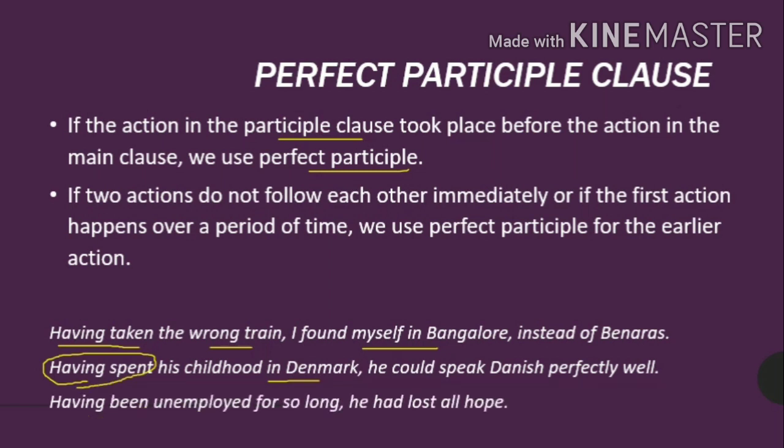Having been unemployed for so long, he had lost all hope. This again is an action happening for a longer period of time. Having been unemployed for so long is a participle phrase or a reduced participle clause with the perfect participle having been.